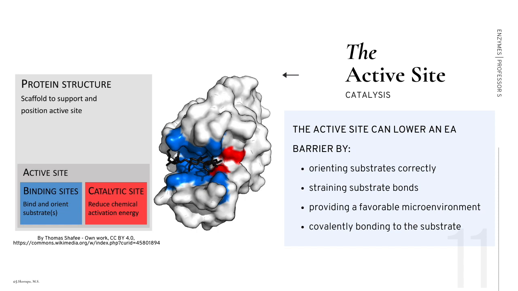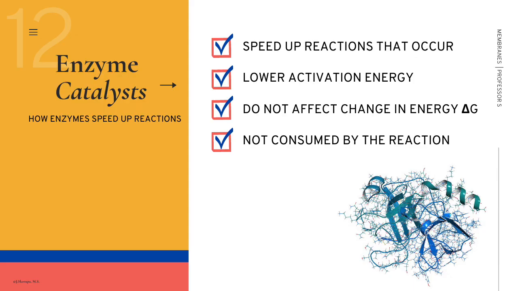And finally, enzymes may covalently bond to the substrate to aid the enzymatic reaction. This is a big deal because covalent bonds are stronger than the weaker interactions that are used to accomplish the previous 3 tasks. Let's review catalysts before we continue.